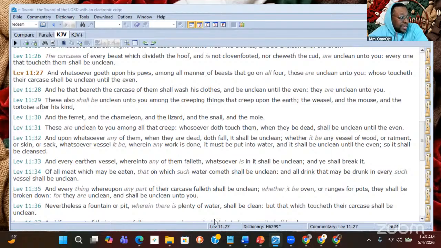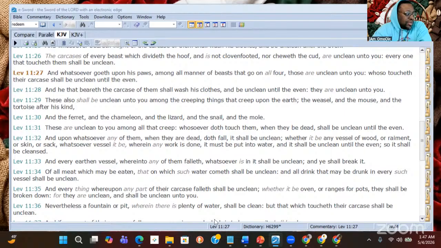And upon whatsoever any of them, when they are dead, doth fall, it shall be unclean, whether it be any vessel of wood or raiment, or skin, or sack, whatsoever vessel it be, wherein any work is done, it must be put into water, and it shall be unclean until the evening. So it shall be cleansed. And every earthen vessel whereinto any of them falleth, whatsoever is in it shall be unclean, and ye shall break it.